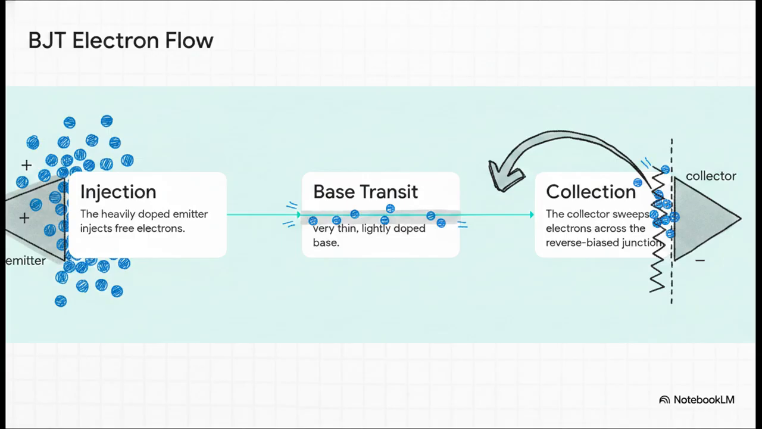Step 1. The heavily doped emitter injects a massive wave of free electrons. Next, those electrons slam into the base. Now, the base is purposefully designed to be super thin and lightly doped, so it acts kind of like a delicate control valve. Finally, as those electrons push through that base valve, the positive voltage of the collector region violently sweeps them right across the reverse-biased junction.